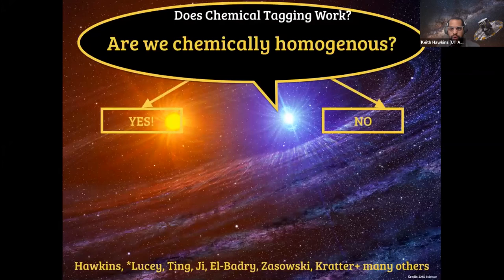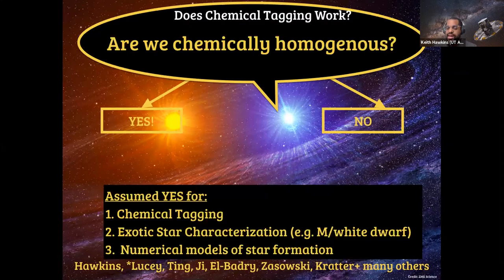And of course, the answer could be yes, it could be no. And if the answer is assumed to be yes, not just for chemical tagging, but also for things like exotic star characterization. I think of M dwarfs as exotic stars, for example. For many of the spectroscopists in the room, we know M dwarfs have molecular bands, and our understanding of molecular opacities just really isn't quite there. And so they're really difficult to measure.